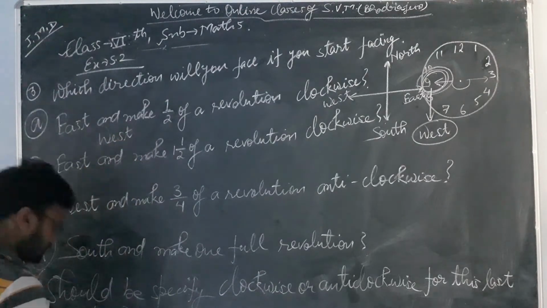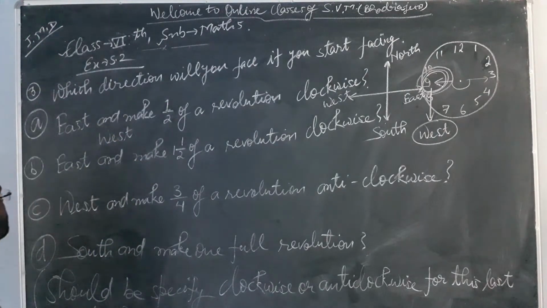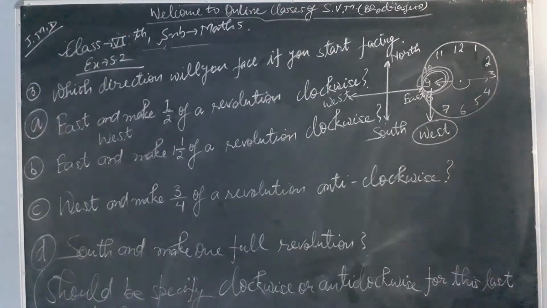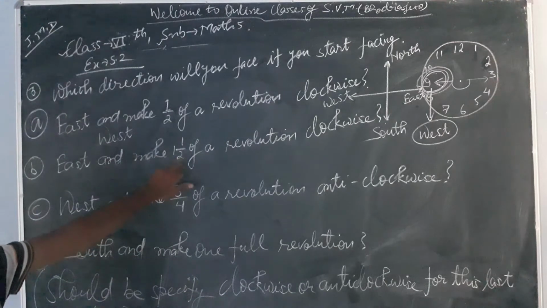Now we will go for part B. What is part B? East and make 1.5 of a revolution clockwise. So we are facing towards east, and we are making 1.5 revolutions: one full revolution, and the other one is only half.